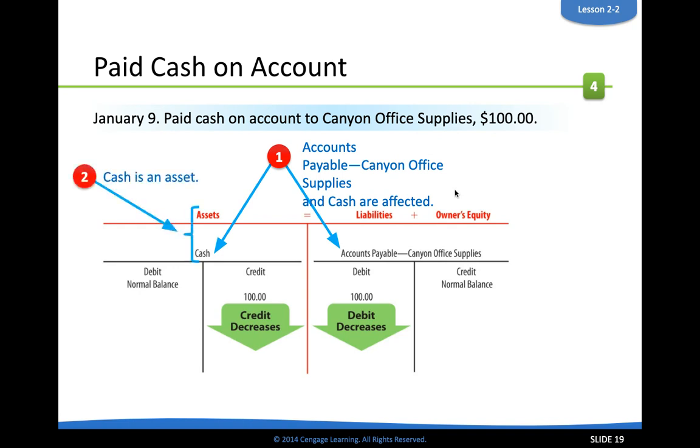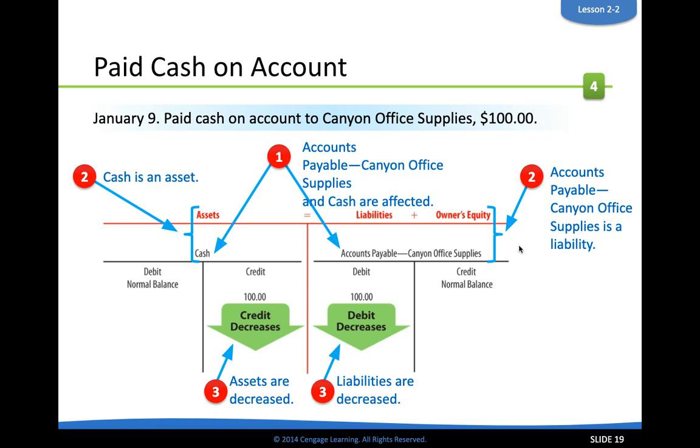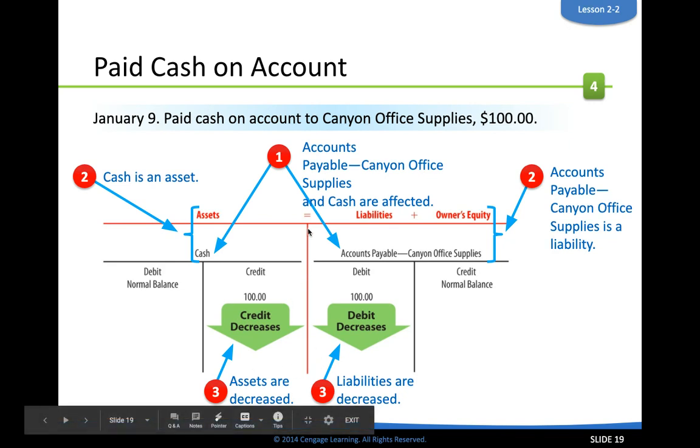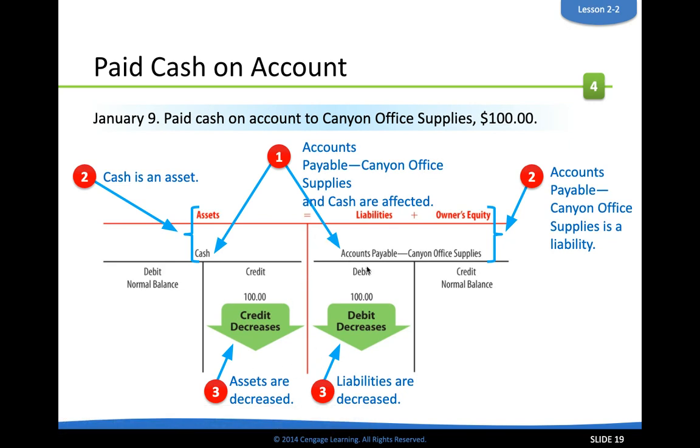Question number 2, how is each account classified? Cash is an asset. Accounts payable to Canyon Office Supplies is a liability account. Question number 3, what is the effect, increase or decrease? Well, when you pay cash on anything, your cash is going to go down. And then to equalize our accounting equation here, we need to also decrease our liabilities because Delgado Web Services owes Canyon Office Supplies $100 less now.